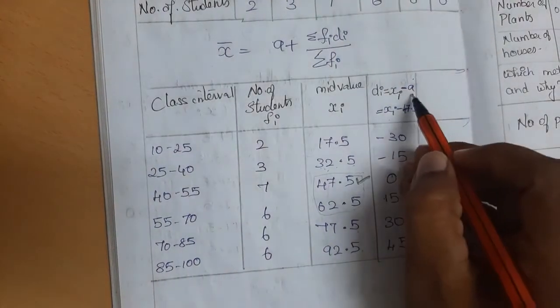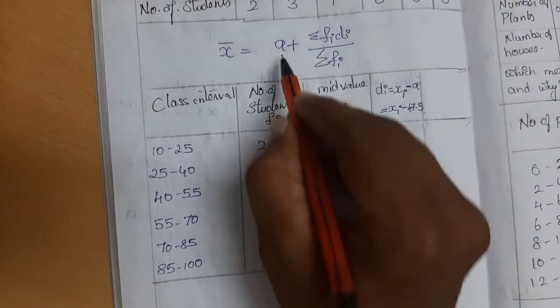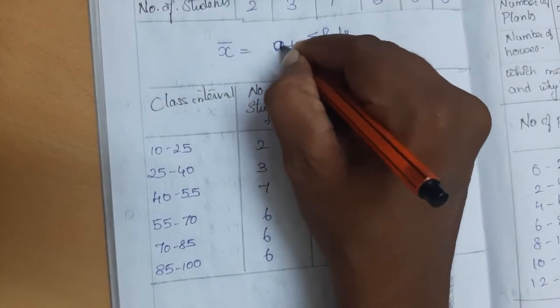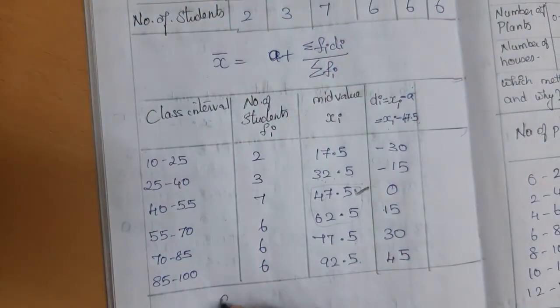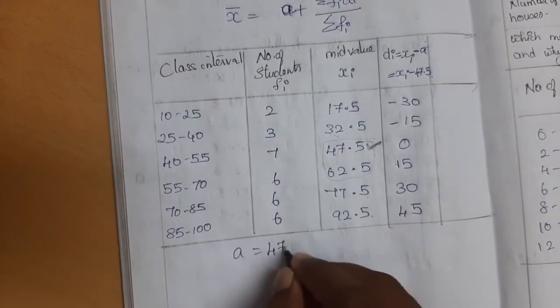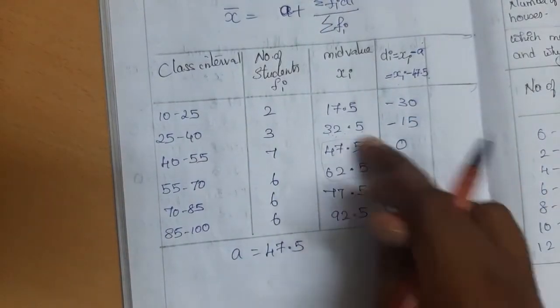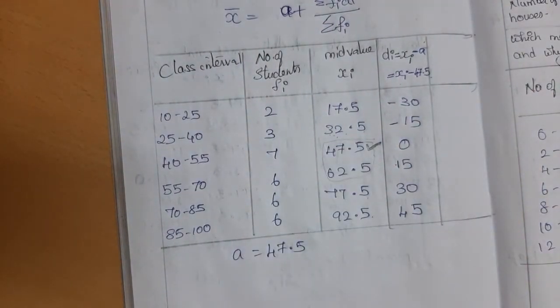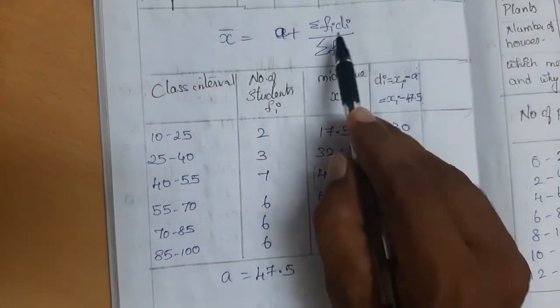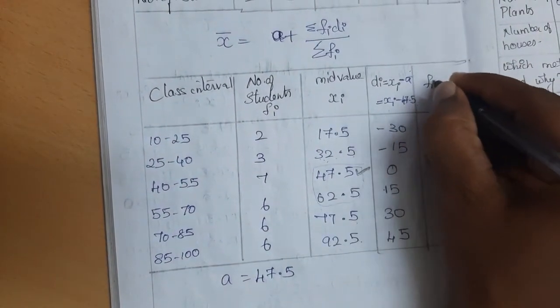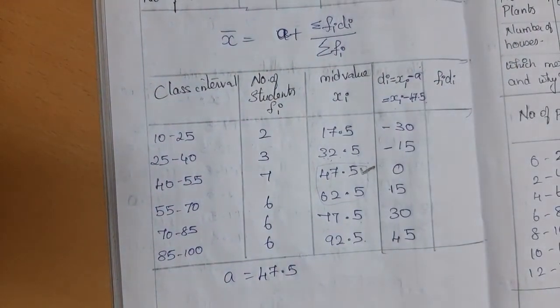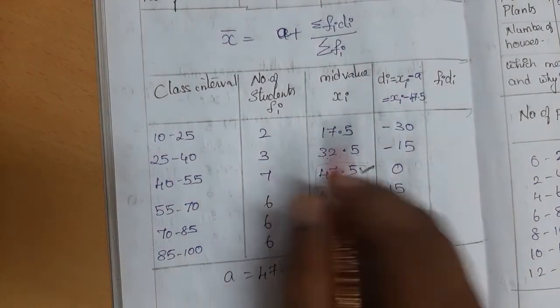You can choose this a as any value. That a is what we are going to substitute in this formula here also. So whatever a we choose, we have to know it. A we have chosen as 47.5. We can choose the middle value. So now we found di. So we need fi into di. So let me draw one more table for fi into di. Here is fi and this is di.